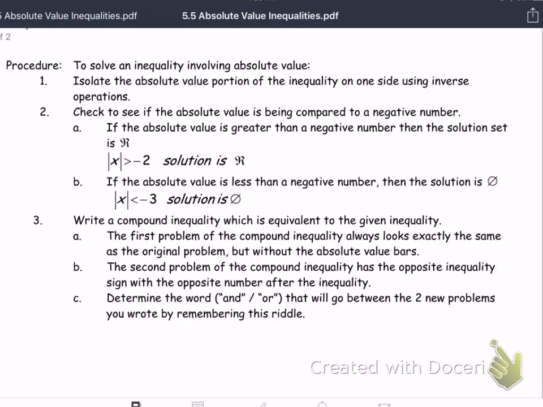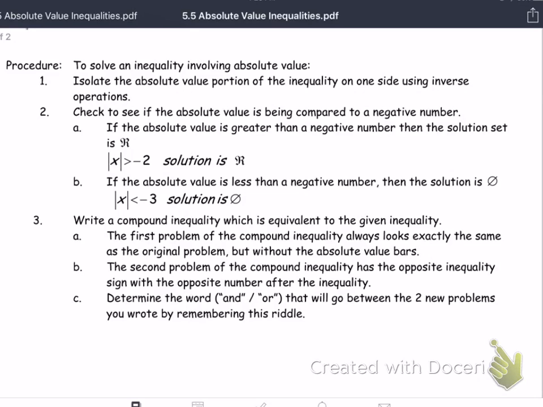The first step of the procedure is just to make sure that the absolute value part is by itself on one side of the inequality sign. The second step is to make sure that your inequality makes sense. For example, part A says the absolute value of x is greater than negative 2. Now, if you put any number in there, that's going to be true, because even if you put a negative 5 in there, you're going to get positive 5 is greater than negative 2, right? And that's always going to be true. For part B, if you have the absolute value of x is less than a negative number, like negative 3, there is absolutely no solution that could go into the x.